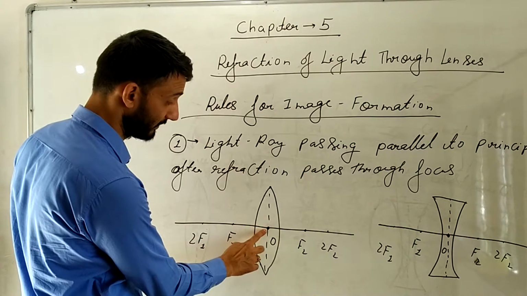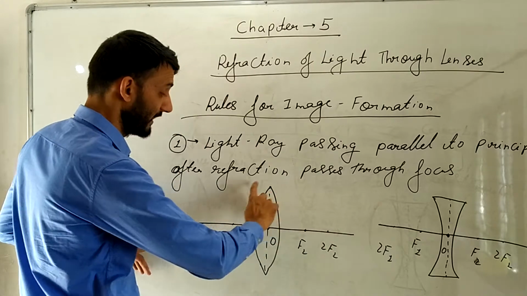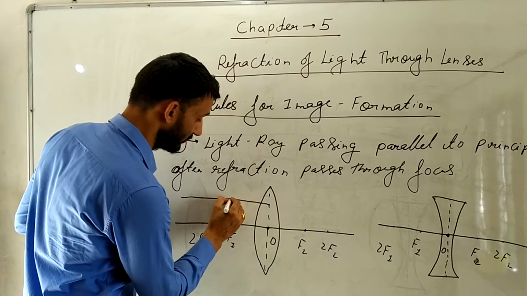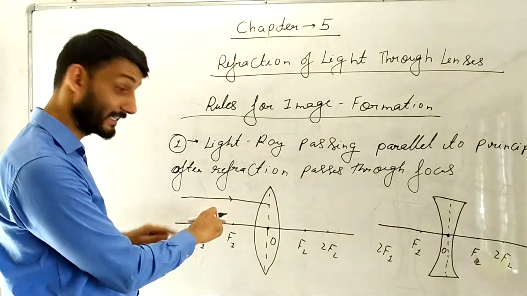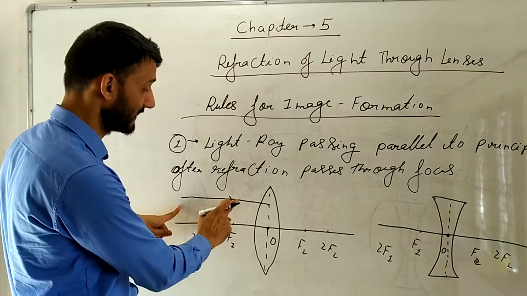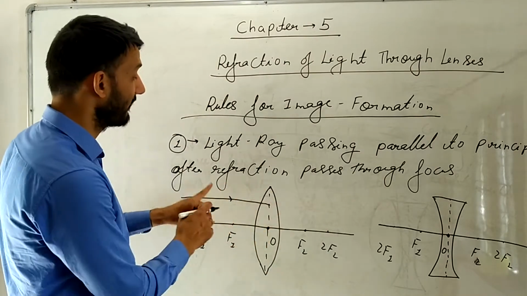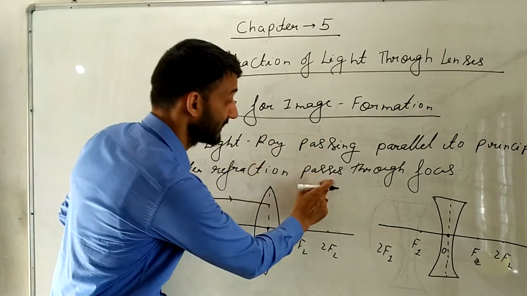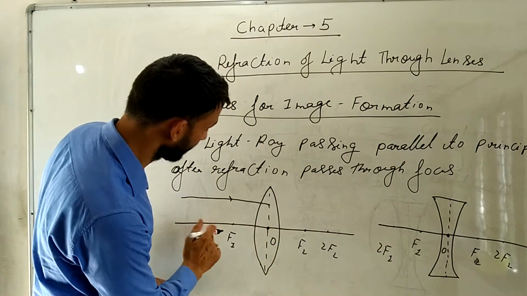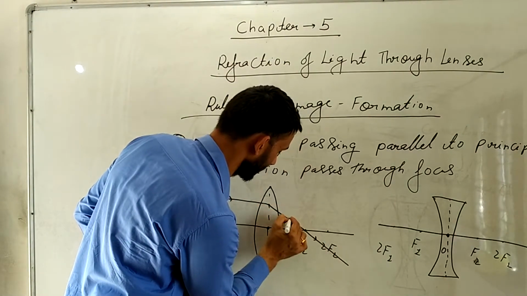You know that this is the optical center O. Straight line passing through the optical center O is known as principal axis. So any light ray which is parallel to this principal axis, you need to draw these arrows in order to indicate that this is a light ray. So this is a light ray and it is parallel to the principal axis. When it passes through lens, it is going to refract. So after refraction, where will it pass? It passes through focus. So when light ray passing parallel to principal axis, after refraction passes through focus. So it is going to pass through focus like this.